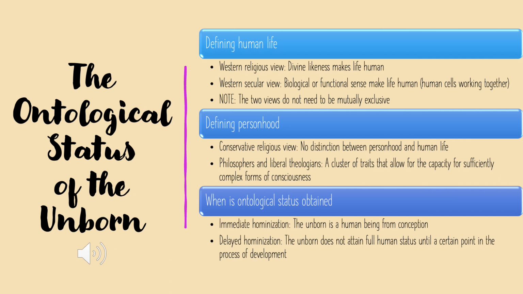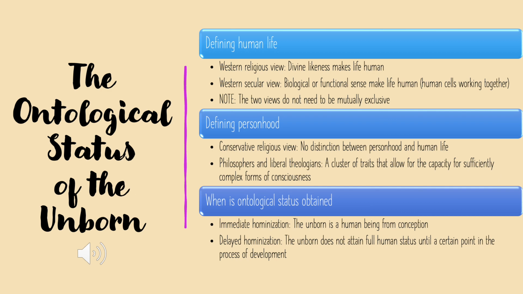We're now going to move forward to talk about the ontological status of the unborn. Or in other words, we're going to talk about when this unborn becomes a human and becomes a person. And if you recall from your reflection assignments, you had to determine for yourself what is human and what is a person. So we're going to look at defining human life. How do we define when human life begins? And there's a couple of views we're going to look at. We're going to look at primarily the Western view, which is the area that most of us are going to be working in. So we have the Western religious view and the Western secular view.